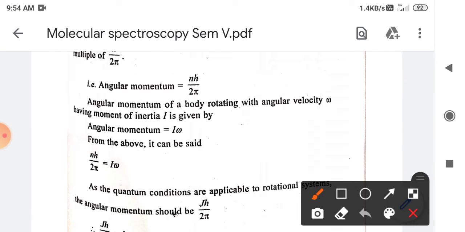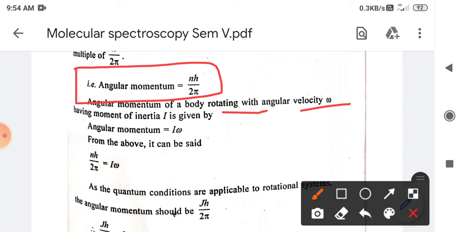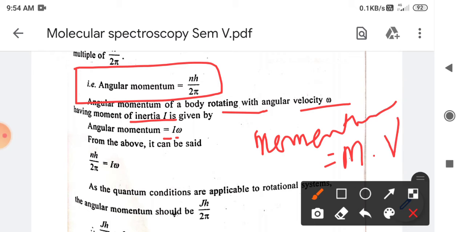So this is the hypothesis in quantum mechanics. From there we can say the angular momentum is the integral multiple of nh upon 2 pi. Now the angular momentum of a body rotating with angular velocity omega and having moment of inertia I is given by I omega. We know momentum is simply mass into velocity of that object, but this is for linear motion. Now consider angular momentum, meaning rotational motion.